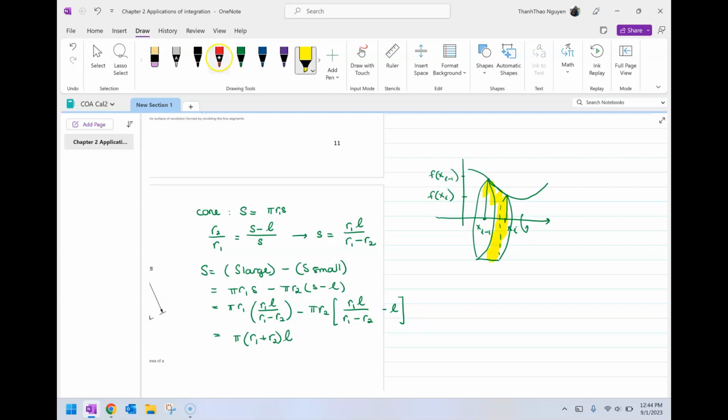Okay, so then we can say that this distance, delta x, equals x sub i minus x sub i minus 1. Delta y, the change in y, equals f of x sub i, right, minus f of x sub i minus 1.